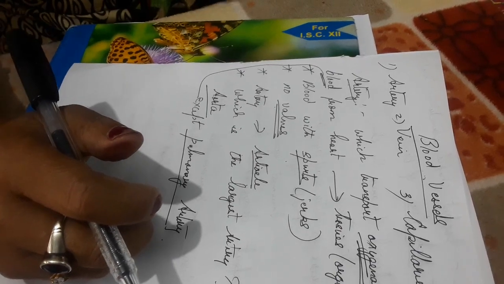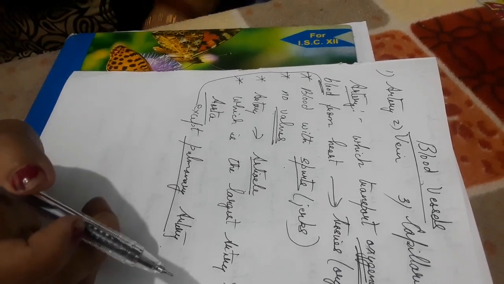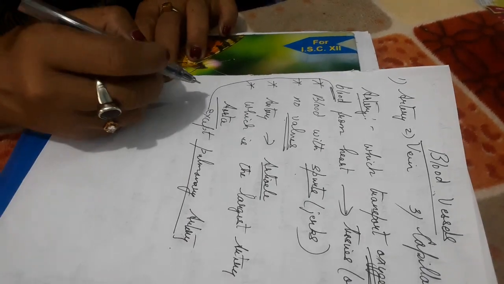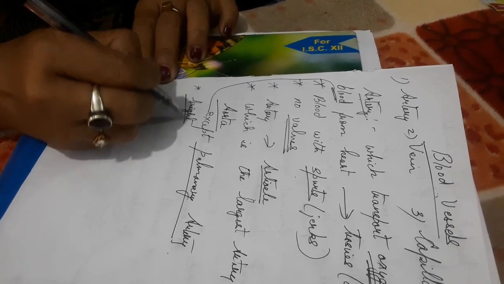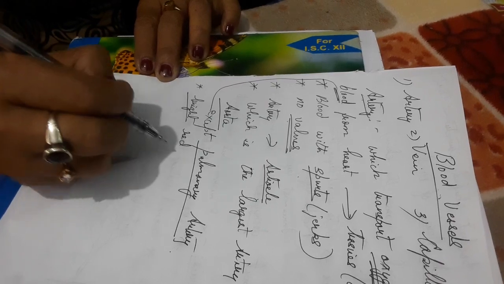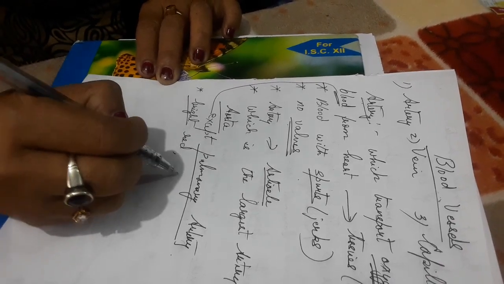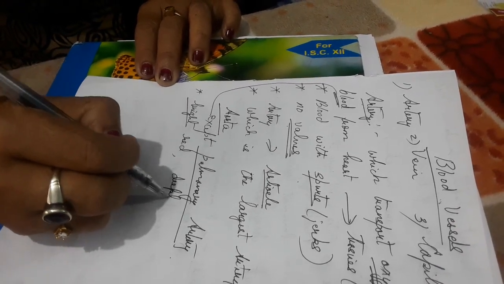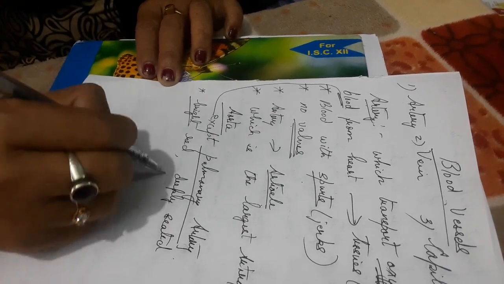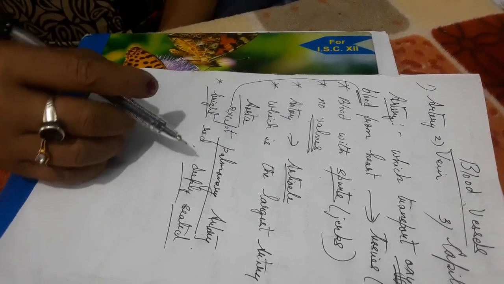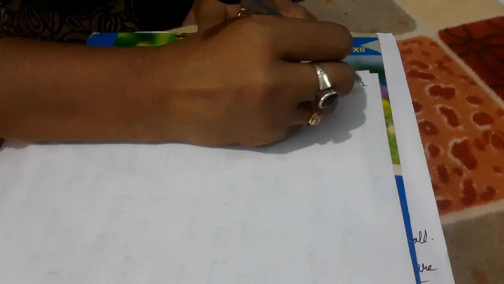Arteries, as you can observe, are bright red in color. Another characteristic feature is that they are deeply seated. That's why they are not easily seen. Next blood vessels that we are going to discuss are veins.